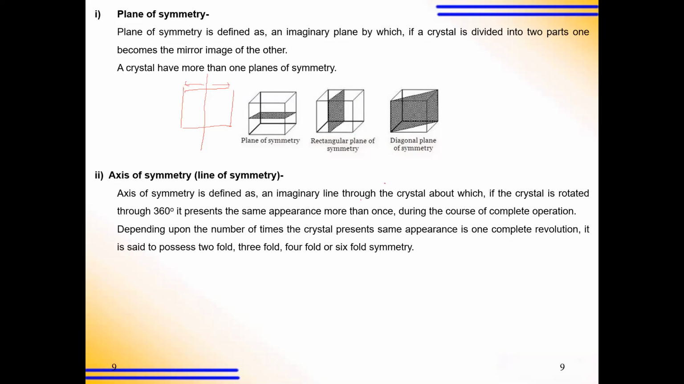Then next symmetry, that is the axis of symmetry, or else it is called a line of symmetry, right? So this axis of symmetry can be defined as an imaginary line about which the crystal is rotated, so that it presents exactly the same appearance more than once in a complete rotation.